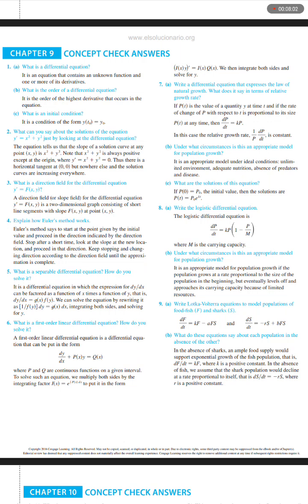In the absence of sharks, an ample food supply would support exponential growth of the fish population. That is, dF/dt = kF, where k is a positive constant. In the absence of fish, we assume that the shark population would decline at a rate proportional to itself. That is, dS/dt = −rS, where r is a positive constant.